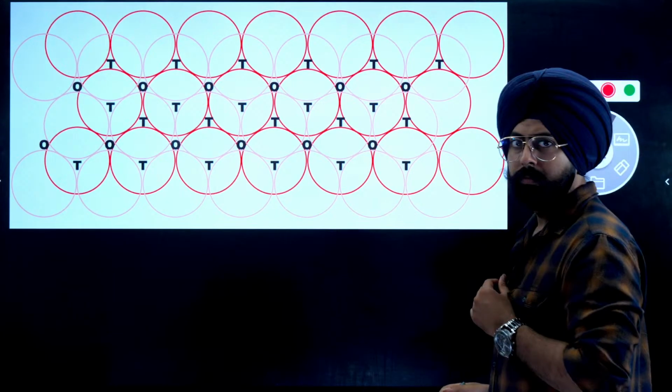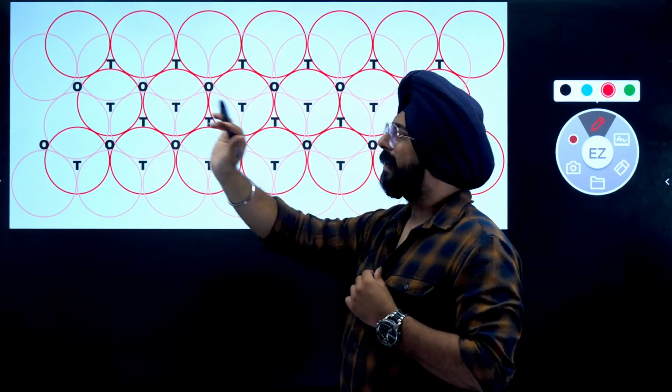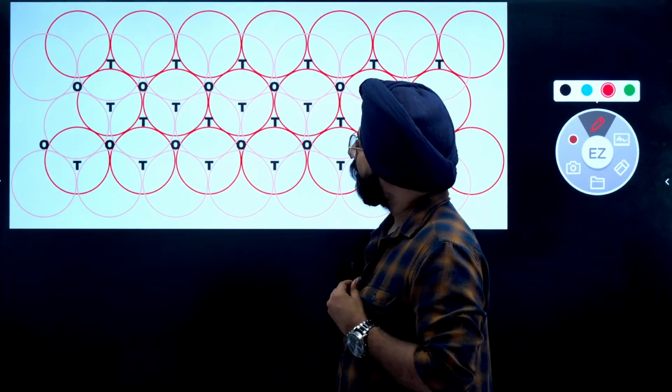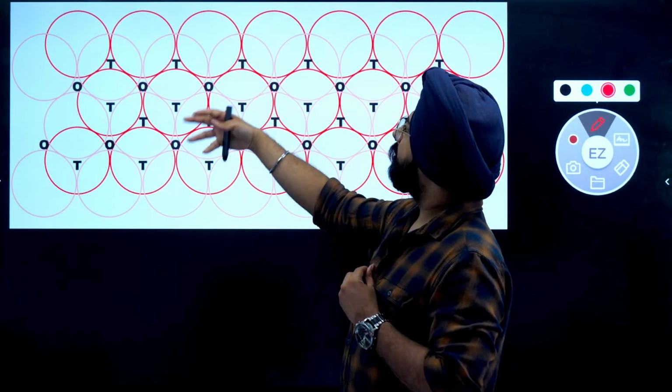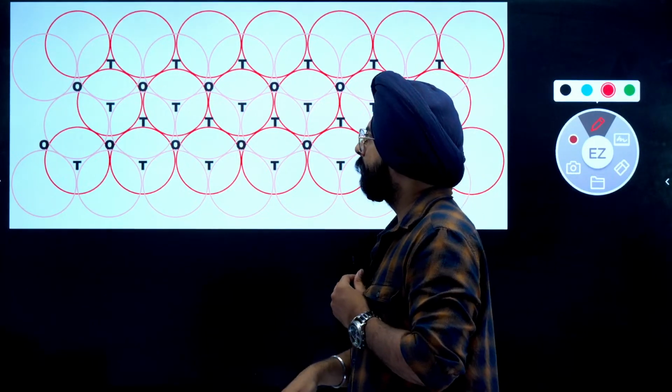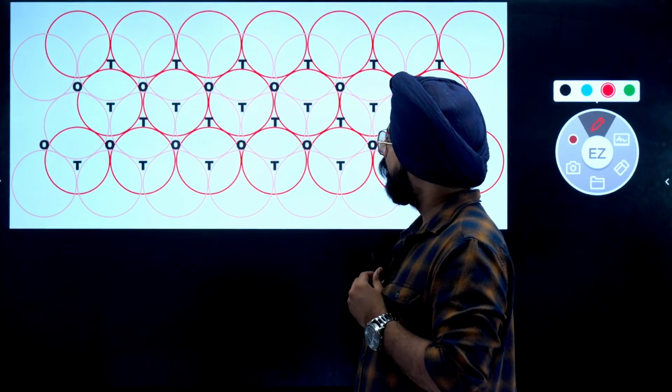ठीक है दोस्तों, ये अपने पास है. This is what is this O, what is this T? I'll tell you in some time, don't worry about it. So we have the first layer which is a little more faint, a little more transparent, and then we have the second layer with the brighter spheres. Cool. इस तरह से कर दिया अपन ने, right?